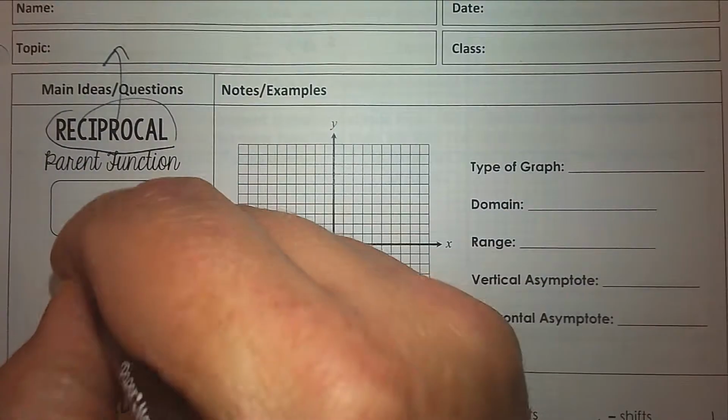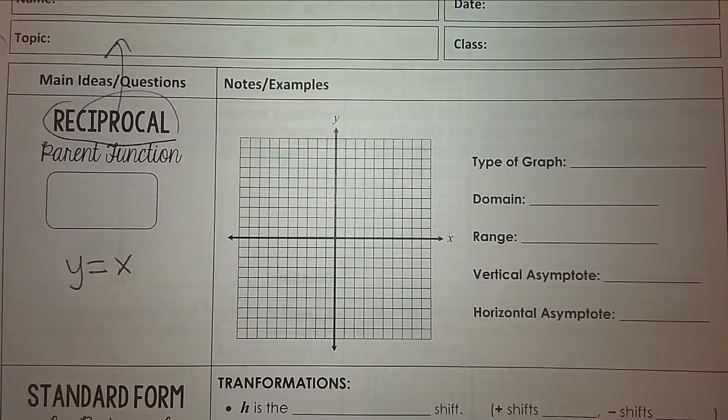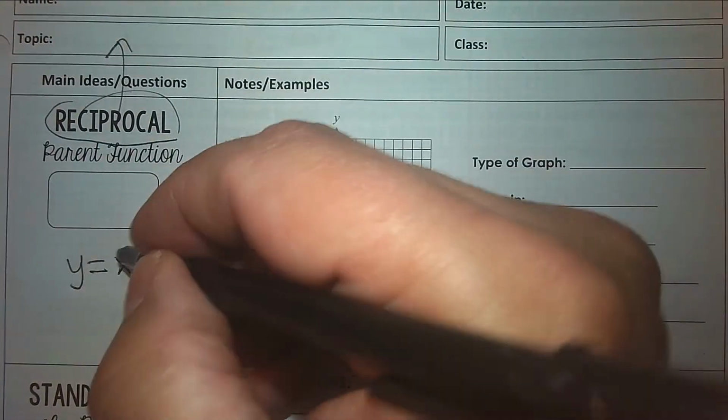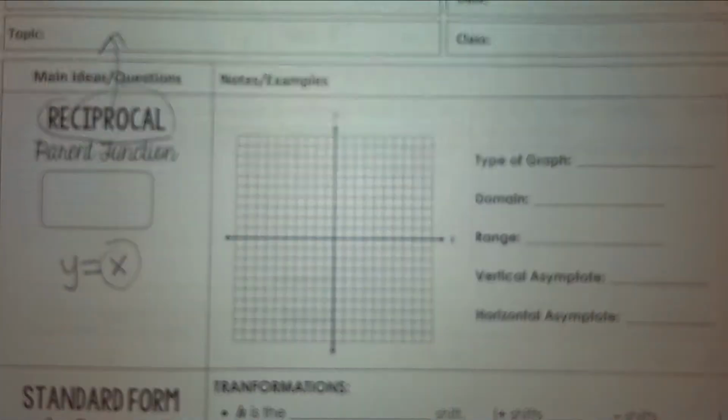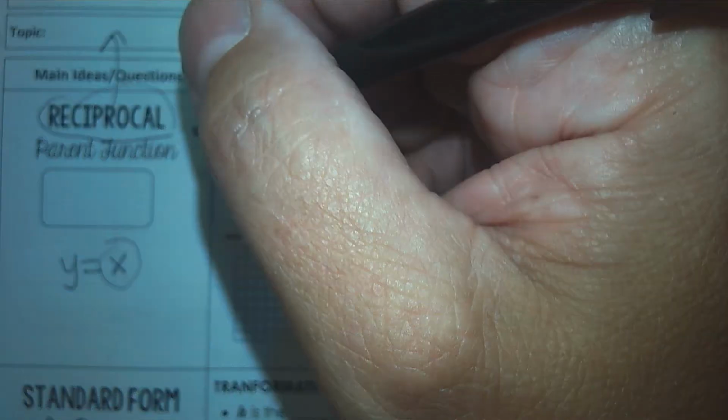If you had the equation y equals x, that would be a slanted line. If I said, what's the reciprocal of y equals x, what would you write down? No, that's the inverse. The reciprocal of y equals x would be y equals 1 over x.